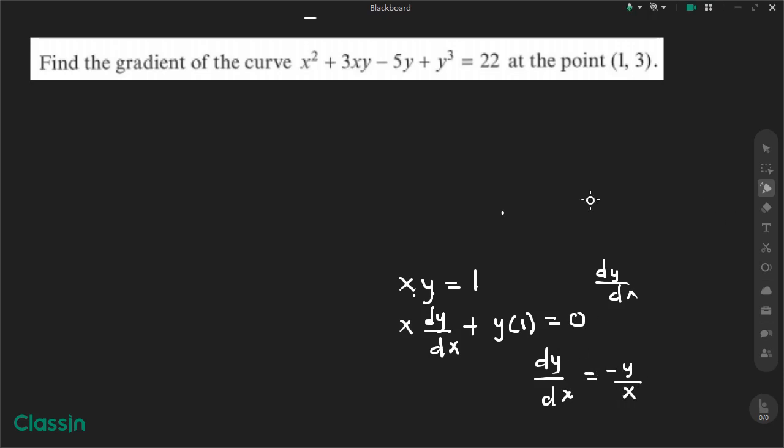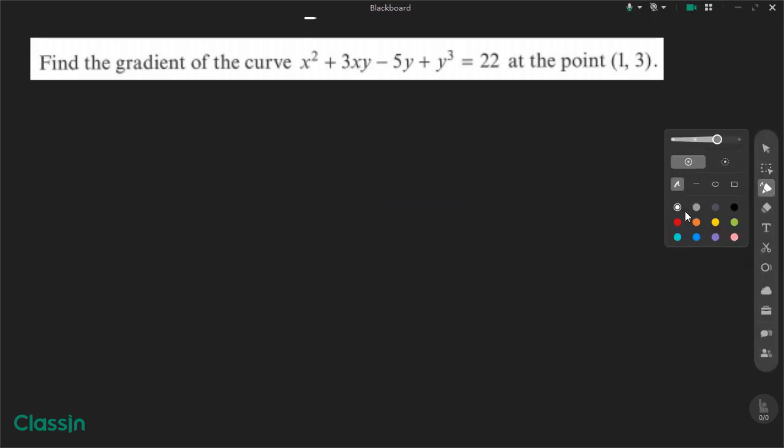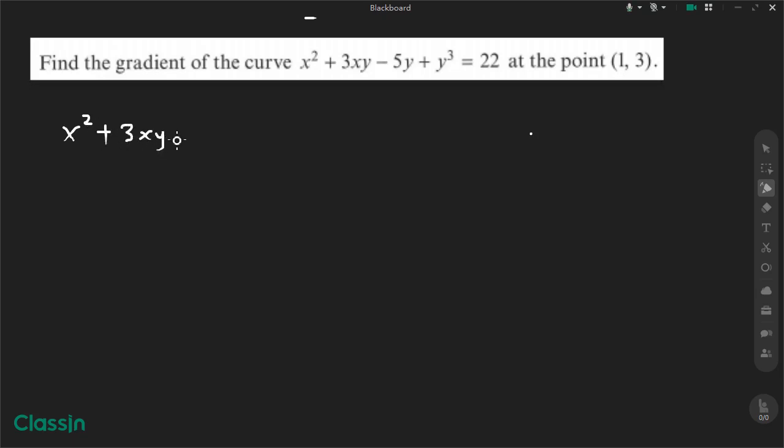Now, let's see how we can apply this to such a function. If we look at the question on the board, it says, find the gradient of the curve x squared plus 3xy minus 5y plus y cubed equals 22 at the point (1, 3). We can differentiate through with respect to x: x squared, 3xy, negative 5y, y cubed, as well as 22, all with respect to x.